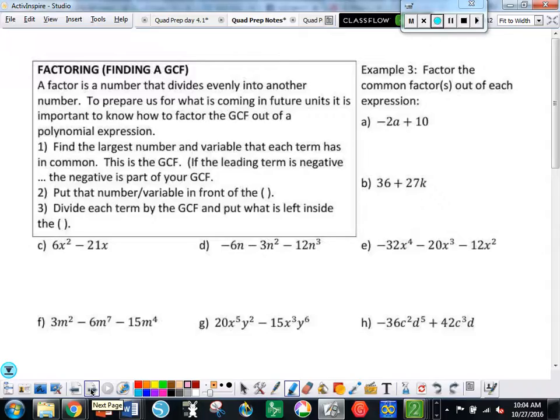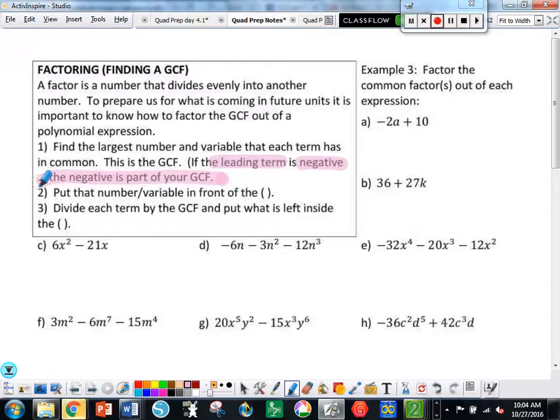A factor is a number that divides evenly into another number. To prepare us for what's coming in the future, it is important to know how to factor the greatest common factor out of a polynomial expression. So here's the step. 1, we're going to find the biggest number that goes into every term. This is called the GCF, the greatest common factor. If the leading term is negative, this is part of your GCF.